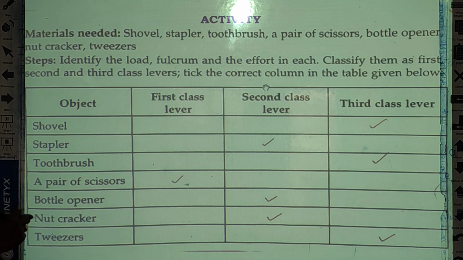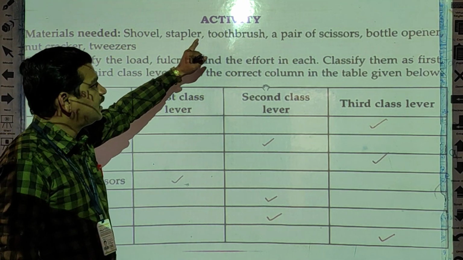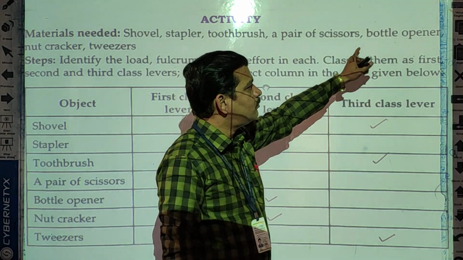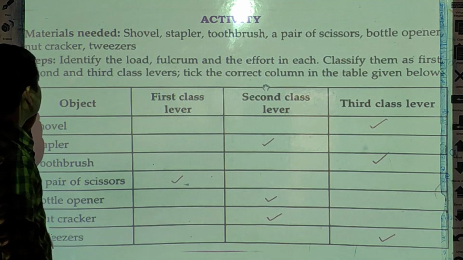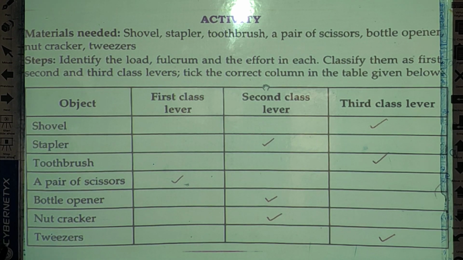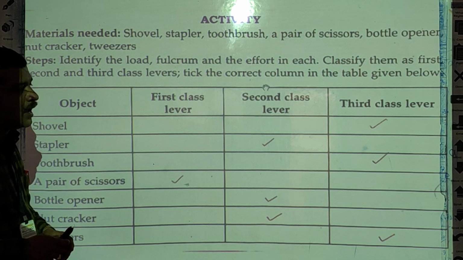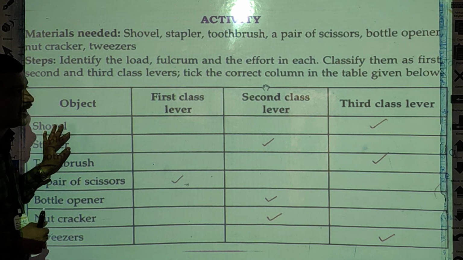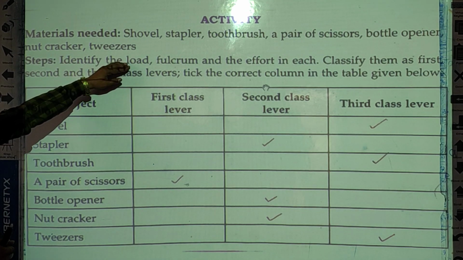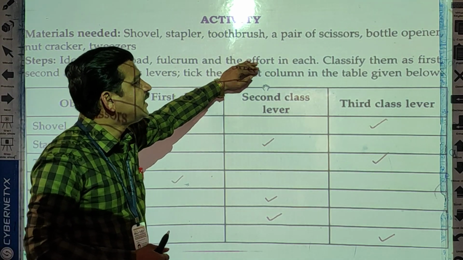First I will read the materials needed: trowel, stapler, toothbrush, a pair of scissors, bottle opener, nut cracker and tweezers. So these are the examples, or we can call them the materials, and these materials you have to classify. Now steps: identify the load, fulcrum and effort in each.